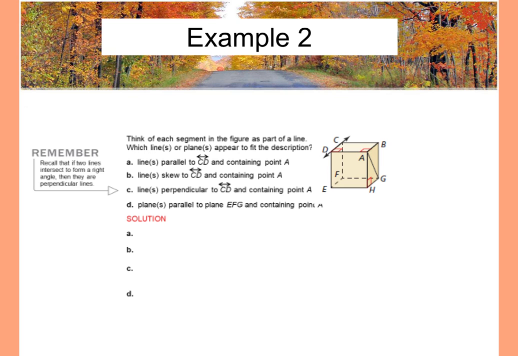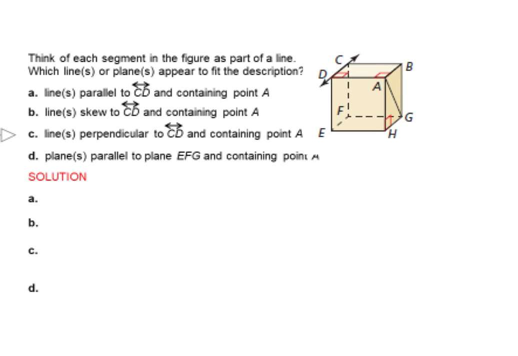All right, example 2 says think of each segment in the figure as part of a line. Which lines or planes appear to fit the description? What line is parallel to CD and contains point A? Line AB. You have to put the line over it, or use the name line. B says a line is skew to CD and contains point A. Line AH.